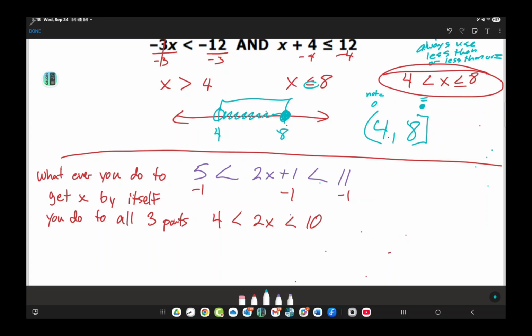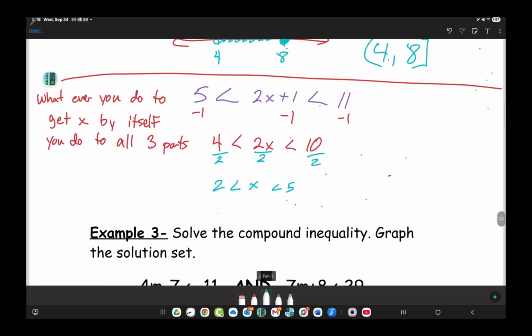So now I need to do what? Divide by 2. If I divide the middle by 2, I have to divide the left and the right by 2. So 2 less than x less than 5. Now, none of these are equal. So that means I'm going to have open circles at 2 and at 5, shading in between. All right, and my interval notation would be (2, 5). Not equal to. Again, both open circles, both not equal to.